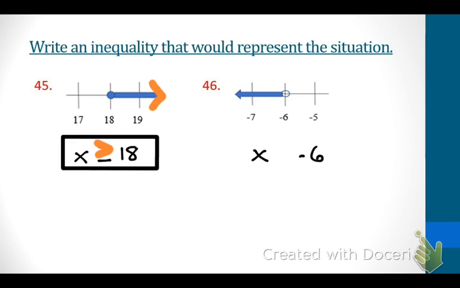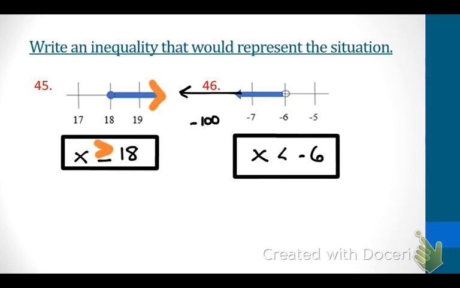Okay, so what should the symbol be? Less than, okay? Because as I keep coming over here, I'll eventually get to a negative 100. Negative 100 is less than negative 6, so we know that our symbol also needs to be less than. And once again, you can check. This symbol looks like this, and this symbol needs to look the same as that one, okay?